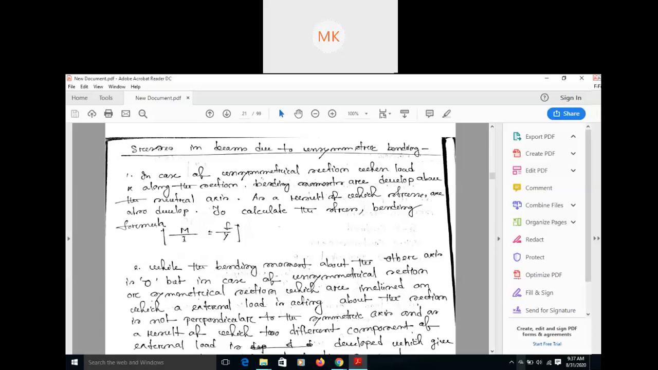Here it is saying that in case of an unsymmetrical section, when a load is applied at any section along x, bending moments are developed about the neutral axis, as a result of which stresses are also developed. To calculate the stress there is the bending formula. I think all of you got this formula earlier in strength of materials: M by I equals F by Y.